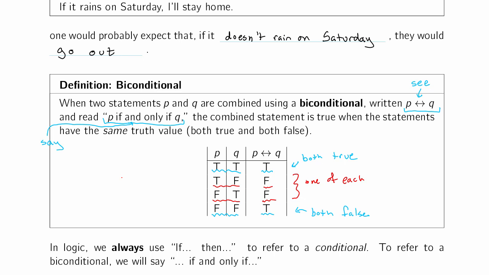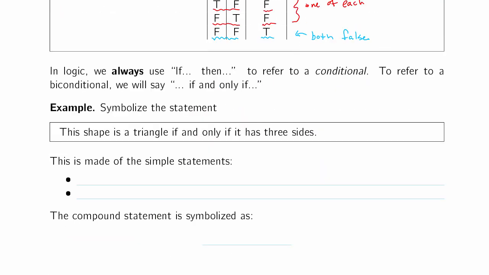Okay, so in logic, if we say if-then, we really mean if-then. We'll use that to refer to a conditional. When we want to say a biconditional, we will say if and only if. We'll discuss more about that only if part later on. And the reason that we have a way of saying a biconditional is that, well, sometimes when we're talking about math, we really have a biconditional.